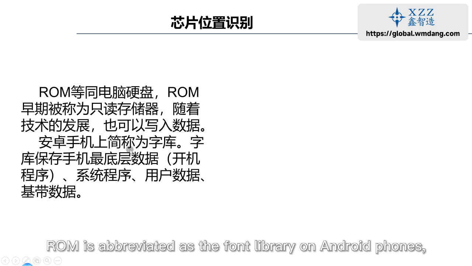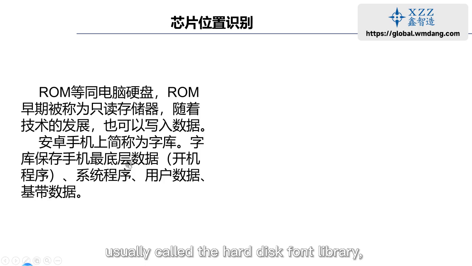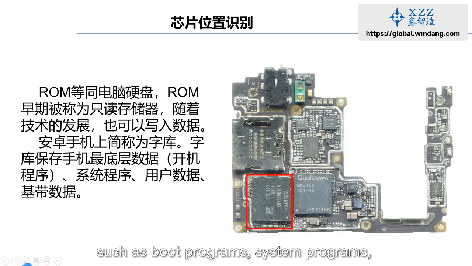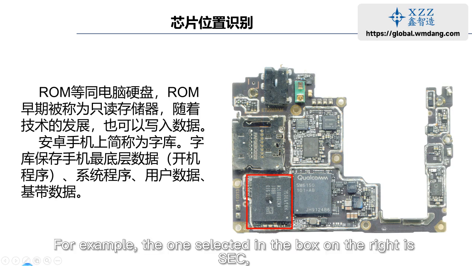ROM is abbreviated as phone library on Android phones, usually called hard disk phone library, which stores the bottom-level data of the mobile phone, such as boot programs, system programs, user data, and baseband data. For example, the one selected in the box on the right is SEC, which is Samsung's phone library.